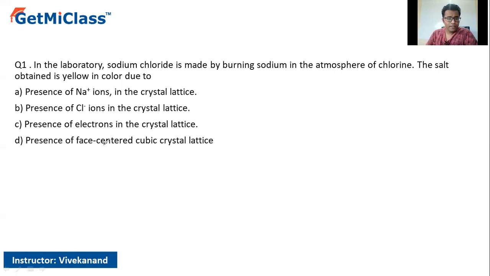B. Presence of chlorine ions in the crystal lattice. C. Presence of electrons in the crystal lattice. And D. Presence of face-centered cubic crystal lattice. Now, the yellow color which we obtain on heating of sodium chloride in the presence of sodium is usually due to the presence of the electrons.